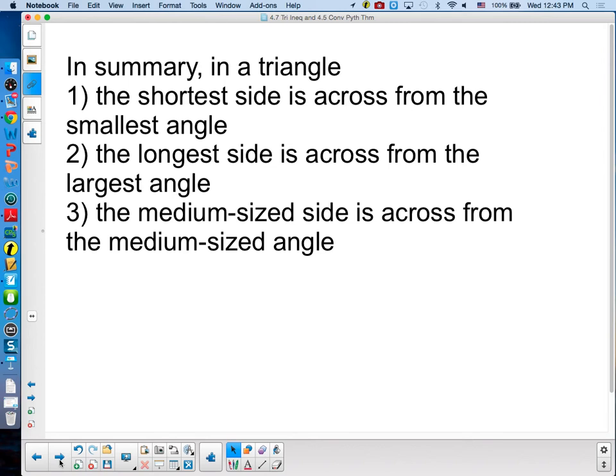All right, let's try one more. Let's go with an obtuse look to it. And I'm going to give you sides: 20 inches, 10 inches, 17 inches. Okay, and the triangle is RST. Put the angles in order. Let's go largest to smallest.